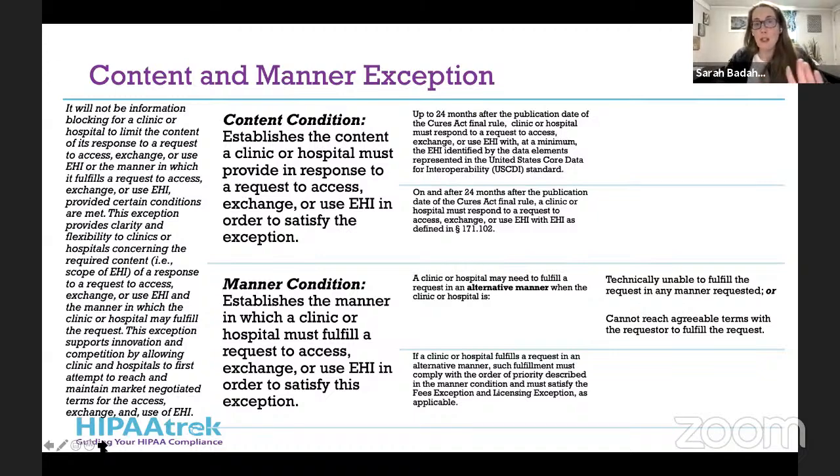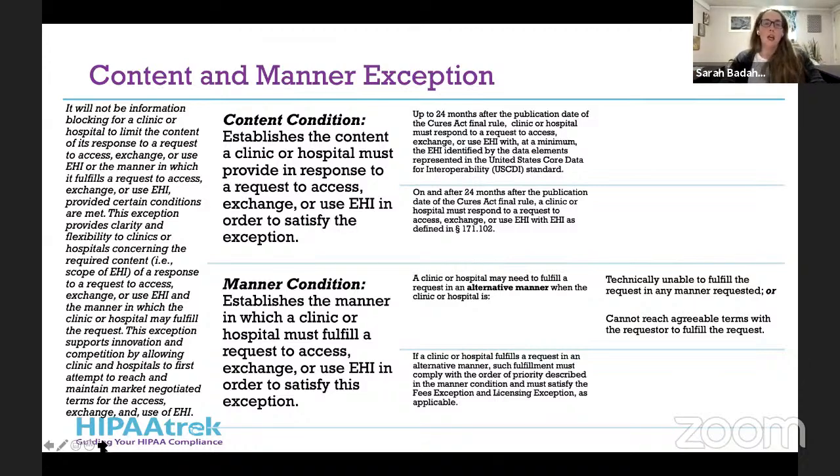So the content condition is what can be released, right? And I'm not even sure how this is an exception, but this is what it is. For 24 months after the publication date of the Cures Final Act, you are allowed to release only the USCDI standard data points. After that, you have to release all the information as EHI is defined inside of Cures. So that is the what. For right now, we can update our designated record sets policy to include USCDI standards, but then after October 6th of next year, you have to do all of the data points.